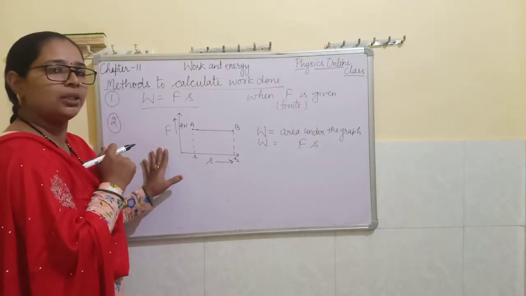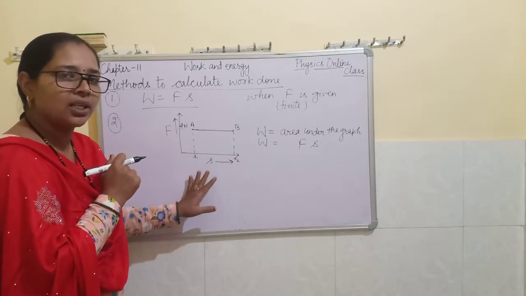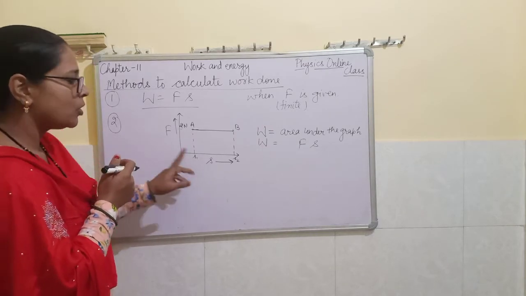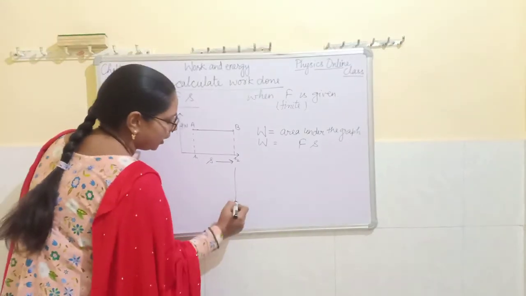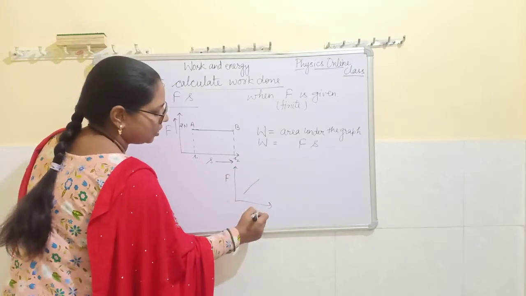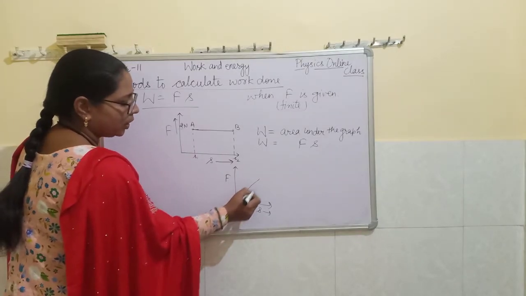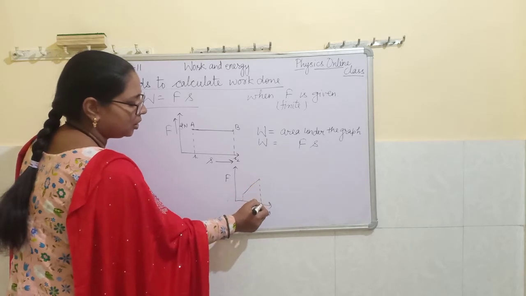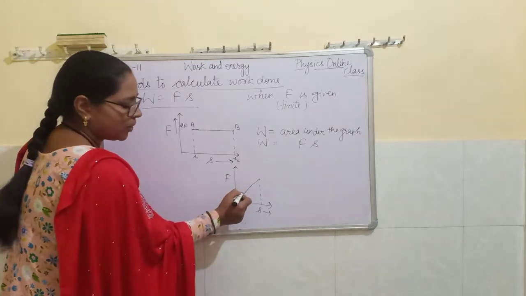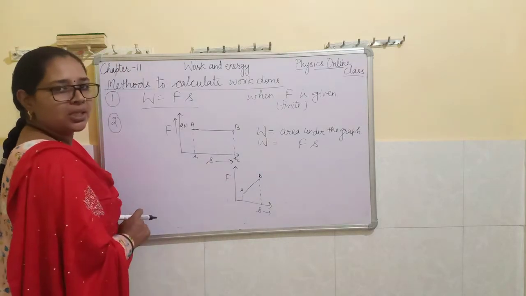This is the second method to calculate work done when graphical questions are asked and the graph is given between force and displacement. Suppose another graph is given like this. This is the type of graph given to us. Then what will we do? We will calculate the area under the graph. This is the shape of a trapezium. Then what will we do? We will calculate the area of the trapezium.